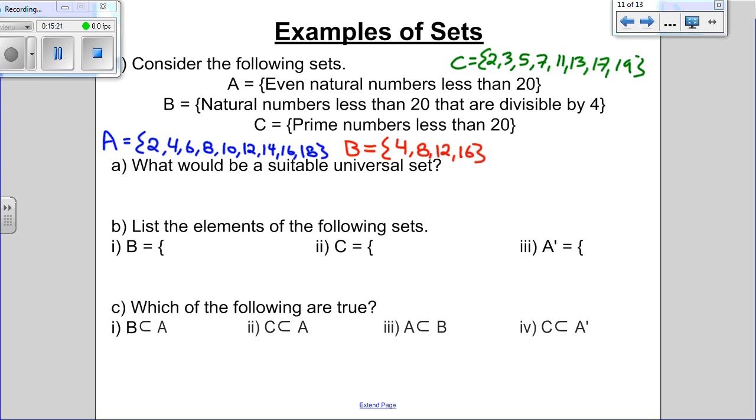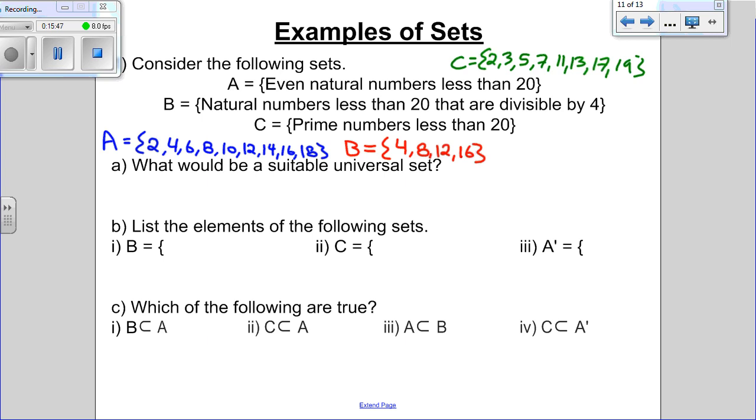Question A. What would be a suitable universal set? What would be a good universal set for this question? We could say all numbers, but that would be huge, right? Like, we could say numbers, which is true. Like, everything we've talked about is a number. I mean, those are huge numbers. So what's a little bit more narrowed down universal set?